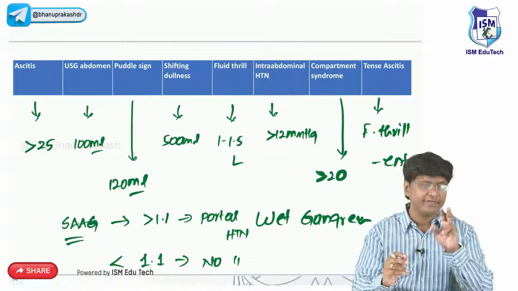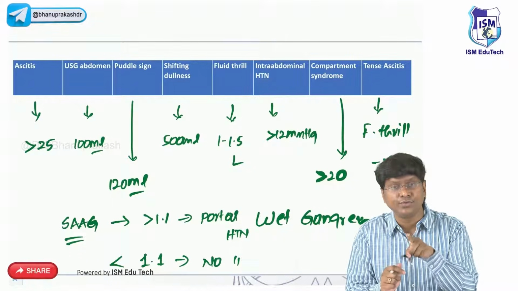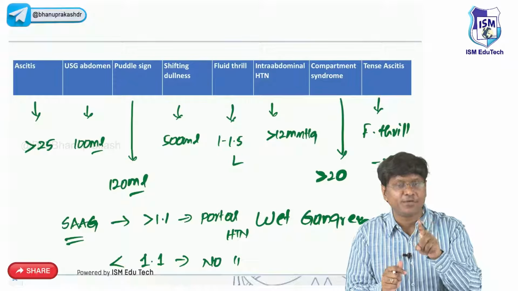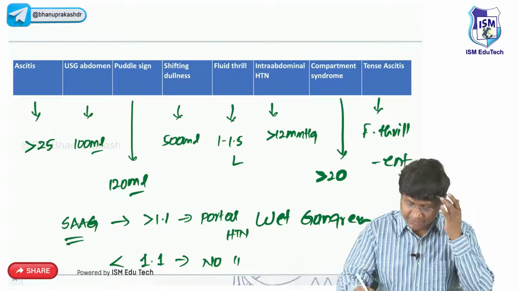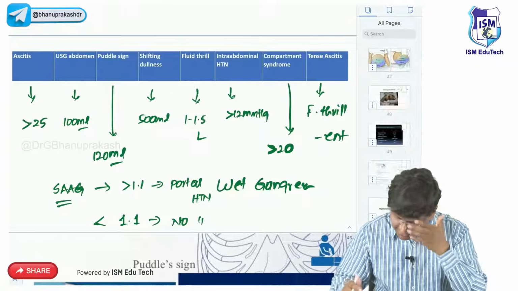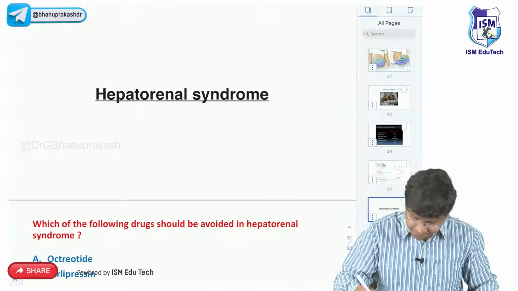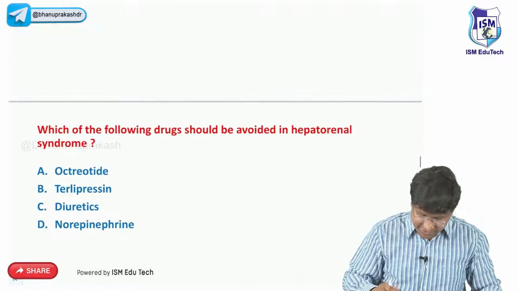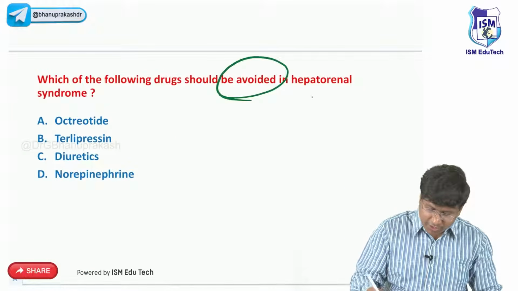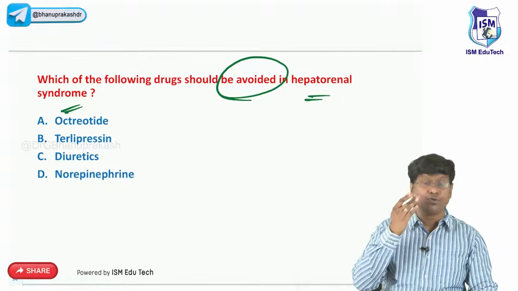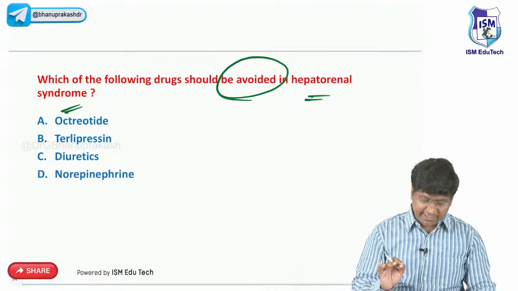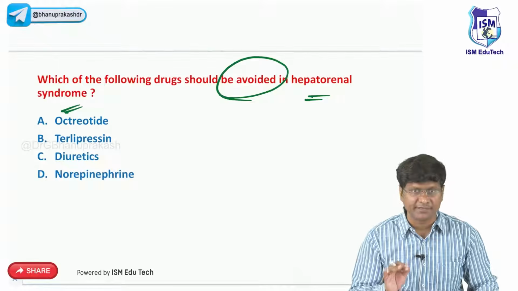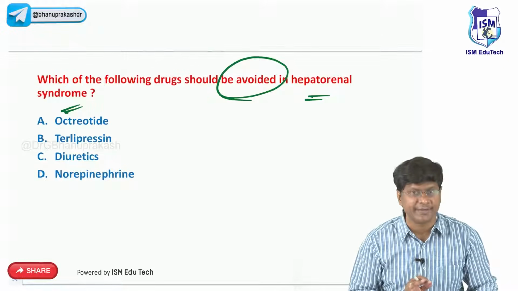Now then we have two more syndromes that you need to know in cirrhosis of liver, that is hepatopulmonary syndrome and hepatorenal syndrome. Now you take this question on the hepatorenal syndrome. Which of the following should be avoided in case of the hepatorenal syndrome? Octreotide, terlipressin, diuretics, and norepinephrine. So first of all, what exactly is hepatorenal syndrome?